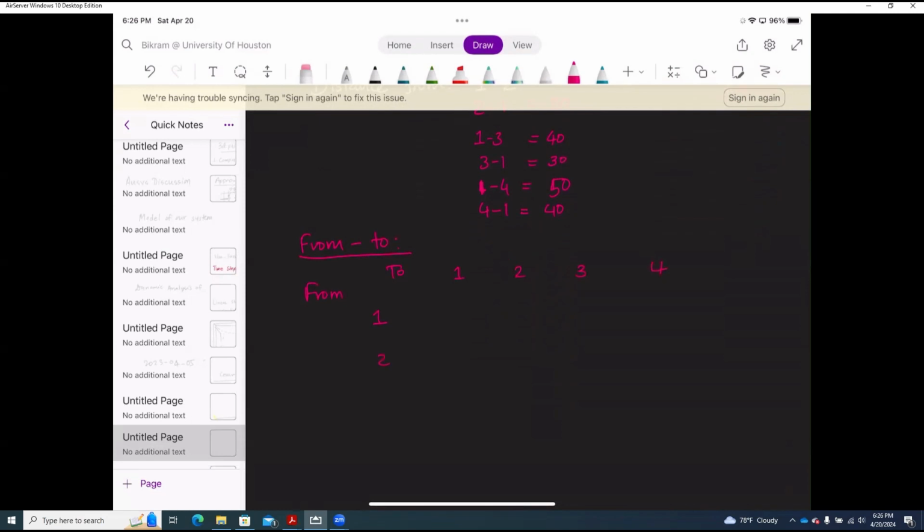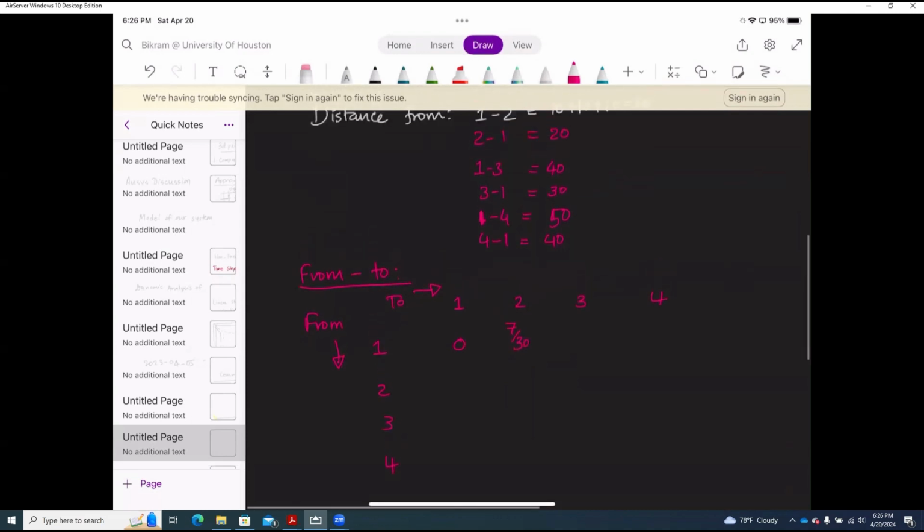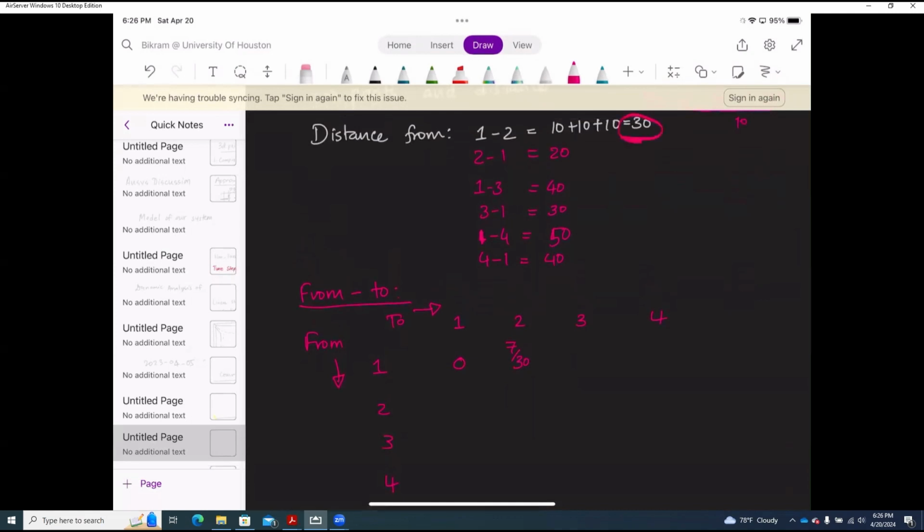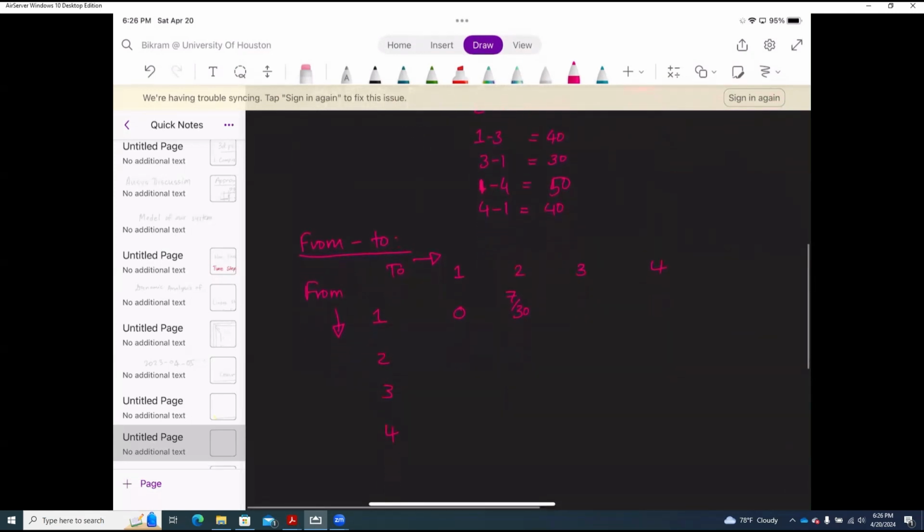We can make this table anyway. There are 4 stations. From is in this direction, 2 is here. From 1 to 1, we don't send anything. From 1 to 2 or 2 to 1, it doesn't matter, it is 7 parts. The difference is going from 1 to 2, 7 parts travel 30 meters because the distance from 1 to 2 is 30.